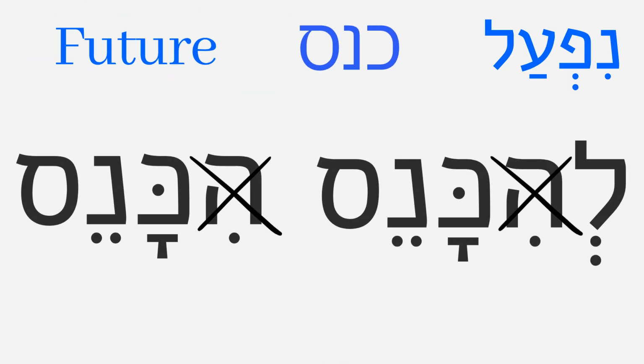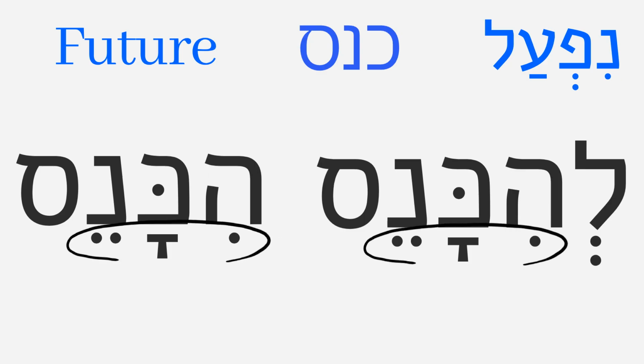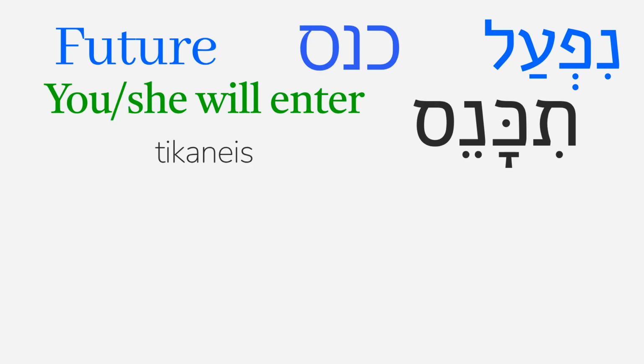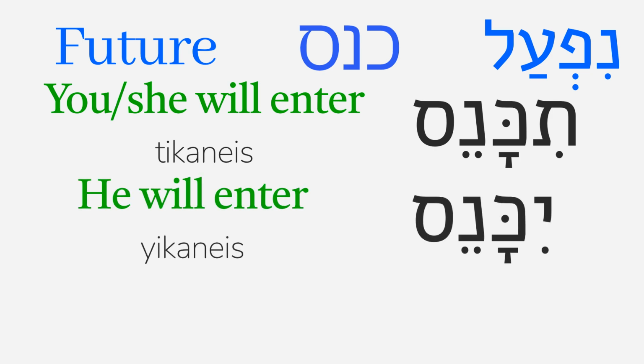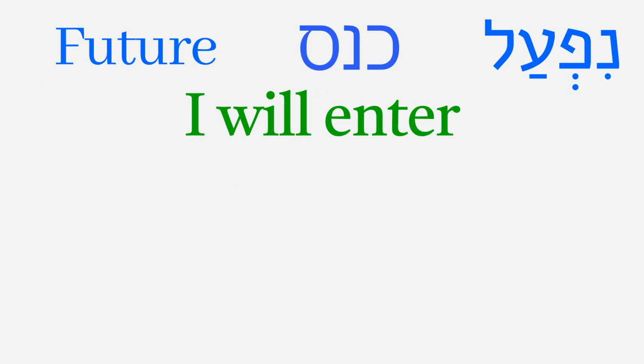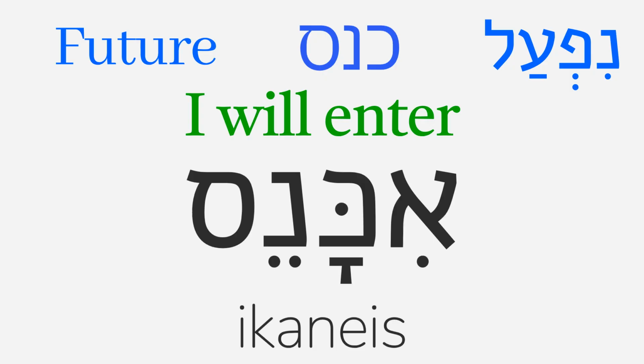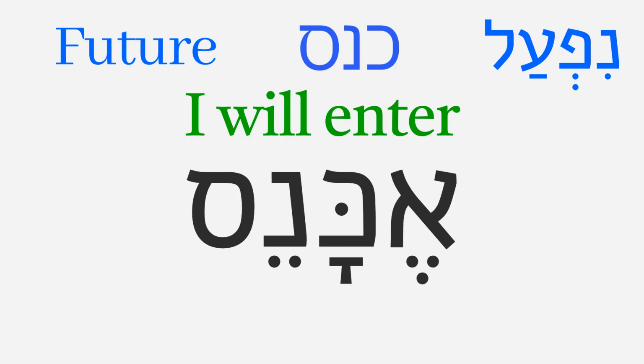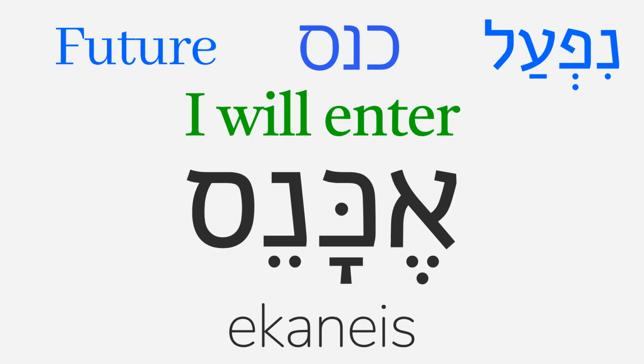The Niphal future tense won't have the hey prefix seen in the infinitive and imperative, because it has its own prefixes. The vowels, though, will be the same. Tikanes, you will enter masculine singular, or she will enter. Yikanes, he will enter, and nikanes, we will enter. The verb I will enter can be ikanes, with the aleph prefix with a hirik, but aleph often likes having e vowels, so this verb can also be formed ekanes, with a segol.